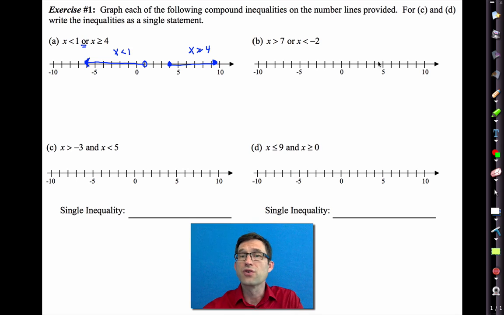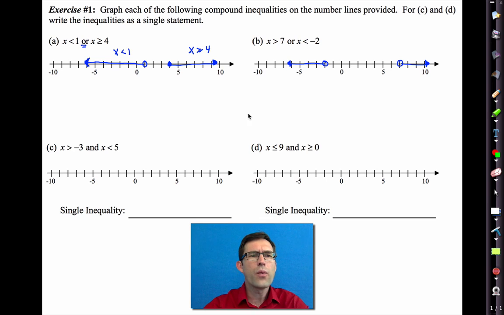Letter B, x is greater than 7. Well, remember, we put an open circle on the 7, greater than, we shade to the right. Okay, x is less than negative 2. There's our negative 2, open circle, because we don't include the negative 2, and we shade to the left.